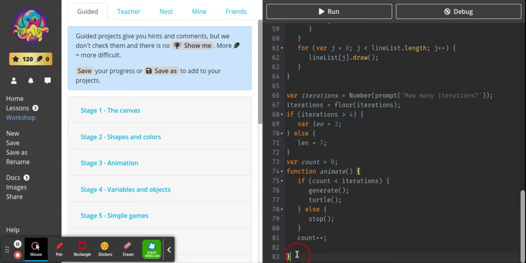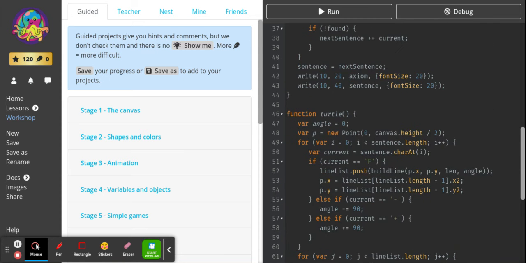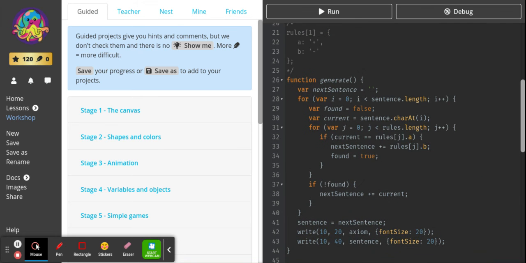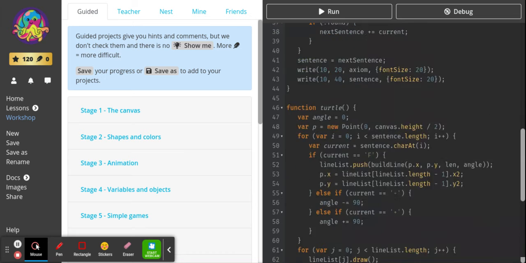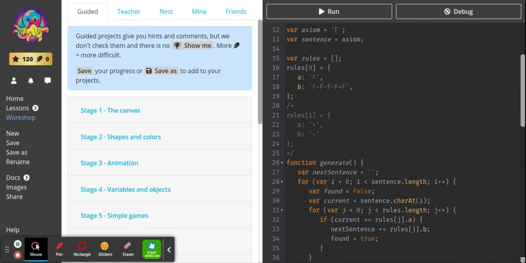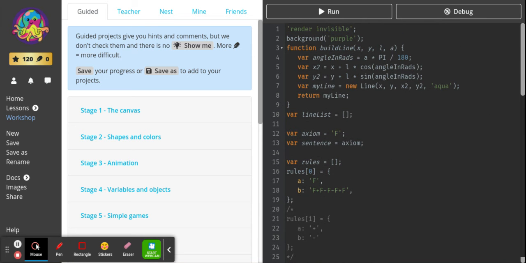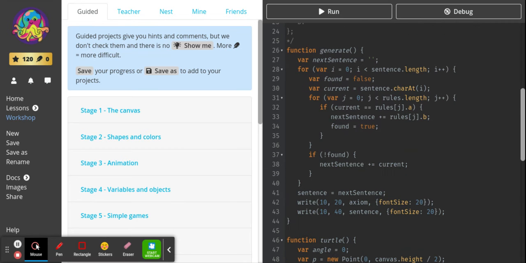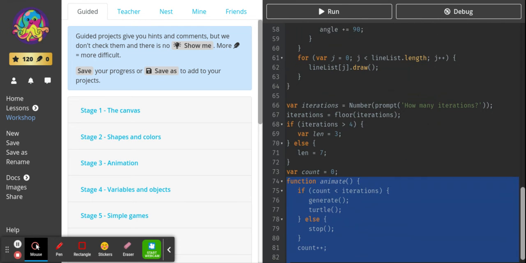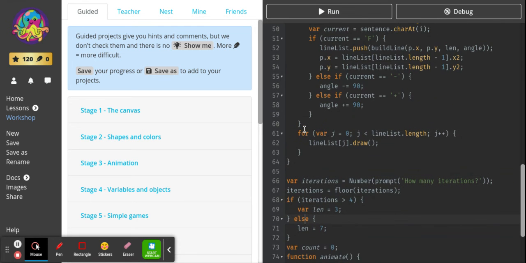But then you have a little animate function here that goes through and repeats this generate function and this turtle function until you hit the amount of iterations that you need to do. But it's not very complicated, but I don't know. Yeah, it works all right, I would say.